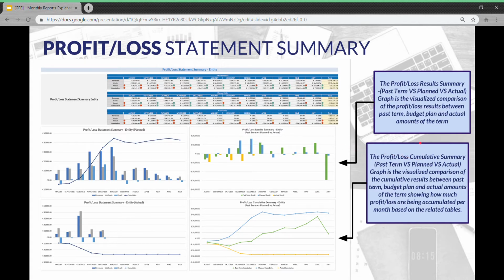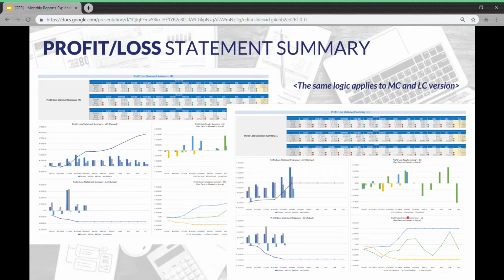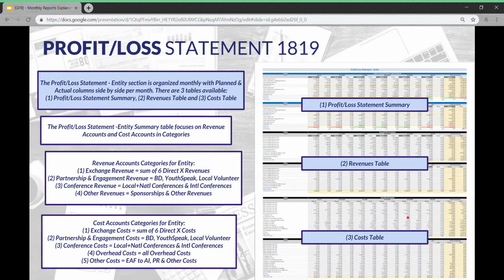Meanwhile, at the right, the profit loss results summary is based on past term versus plan versus actual, just to compare past versus budget versus actual. The one here at the bottom is quite similar, but it focuses more on the cumulative itself, not the results, to see the visualized comparison of cumulative results based on past term, budget plan, and actual amounts. Now, the same logic applies to the MC and LC versions as well.